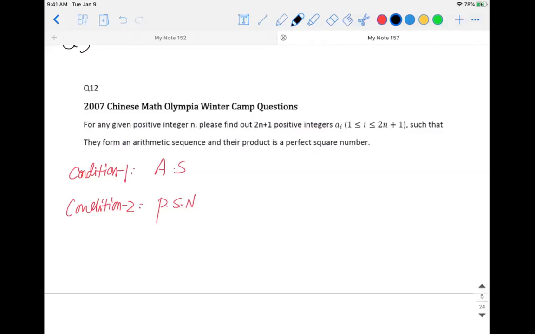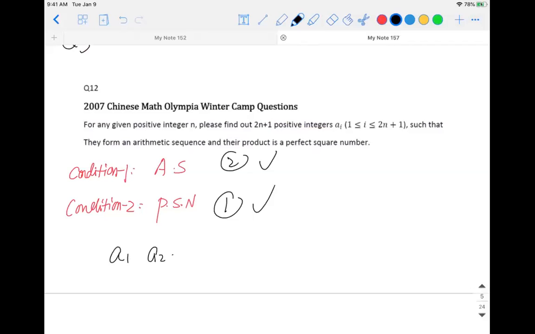So think about it. Let's think about this problem altogether, right? When you have this problem, you're totally blind. You have nothing to get started with. Let's say your goal is trying to create a construction. Let's say this is your first condition, you want to meet it first, and this is the second condition, you want to meet it second. First condition, you want to have a sequence. All the terms, put them together, it creates a perfect square number.